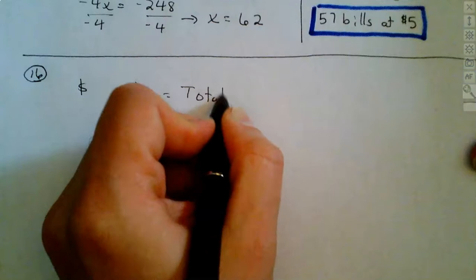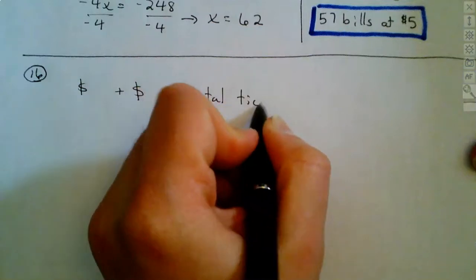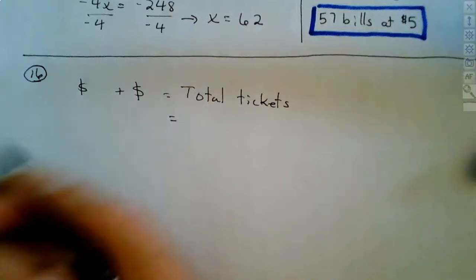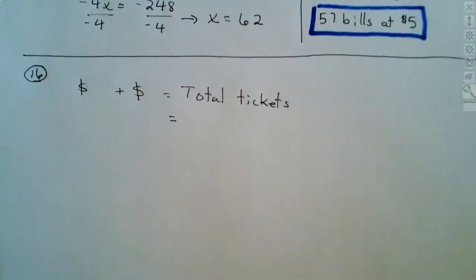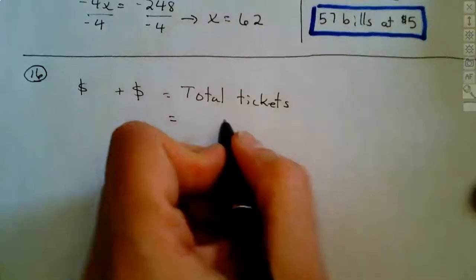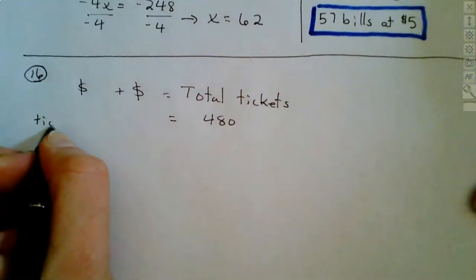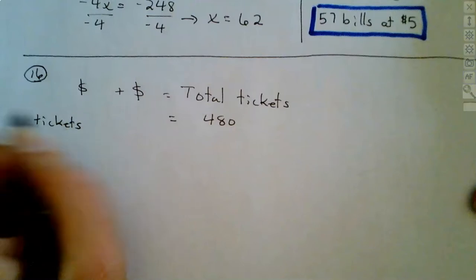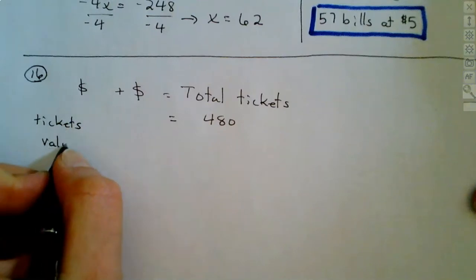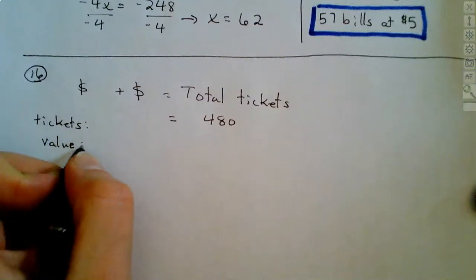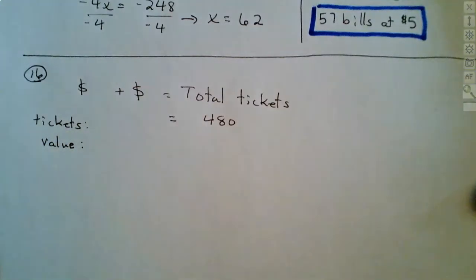And this is going to be our total tickets, not the amount, it'll be total tickets. So we know that we sold 480 total tickets. So we've got tickets in the value or the price, however you would like to label these, just as long as you know what's happening. I like to use value, you can use price.